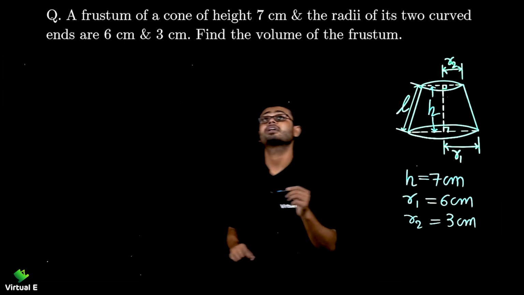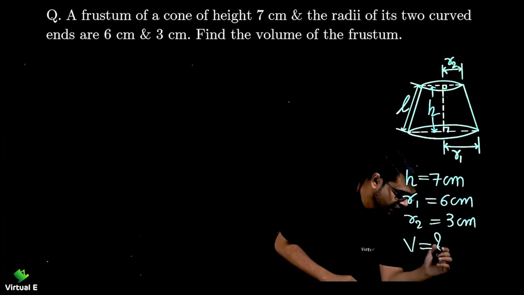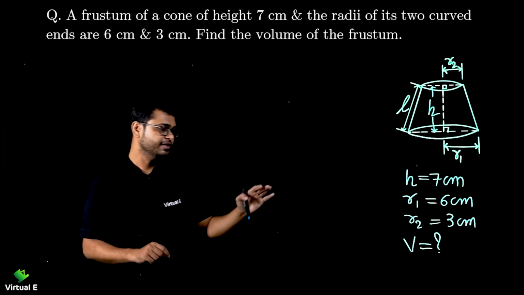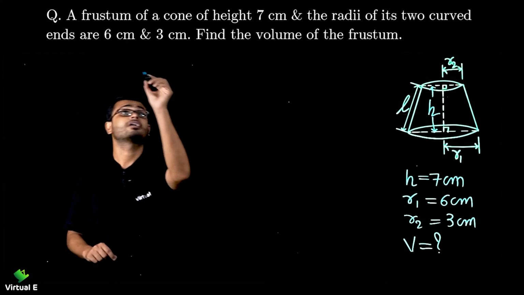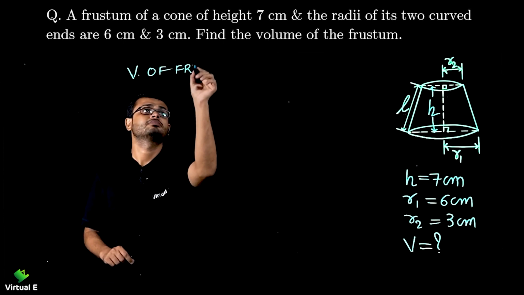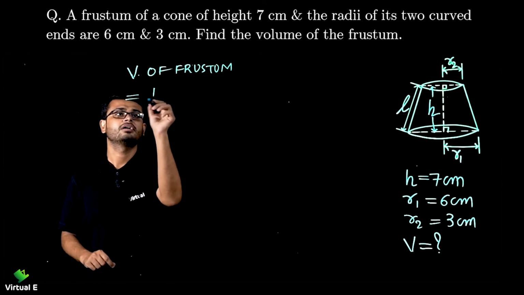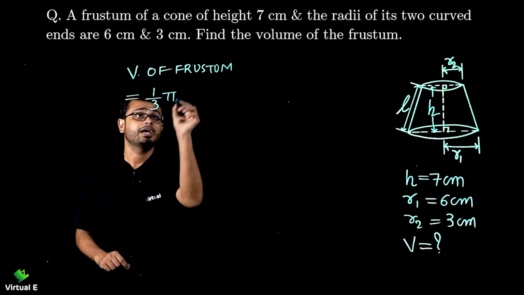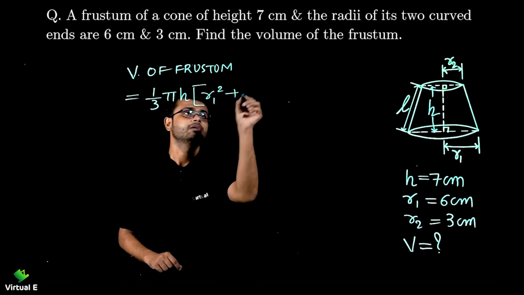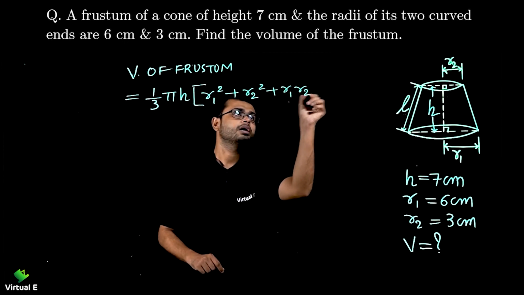Now what do we need to find? Find the volume of the frustum. So we need to find the volume. Simple, H is given, R1 is given, R2 is given. Apply the formula, get the answer. So let's start. Volume of frustum. So what's the formula for it? 1/3 pi h into R1 square plus R2 square plus R1 R2.